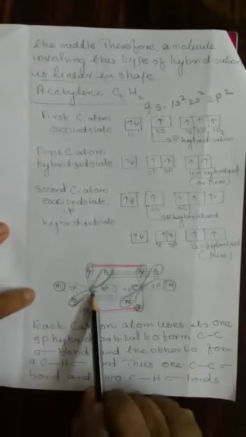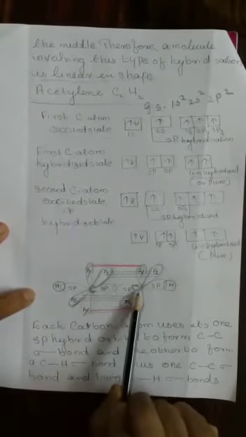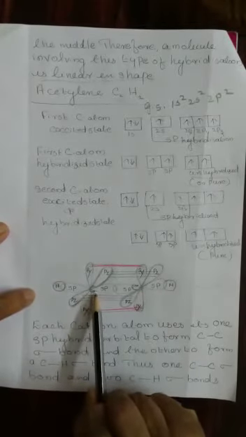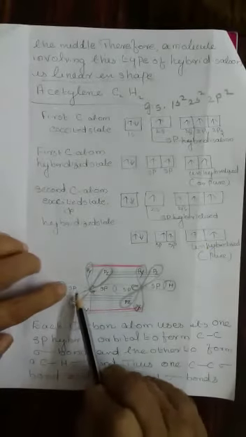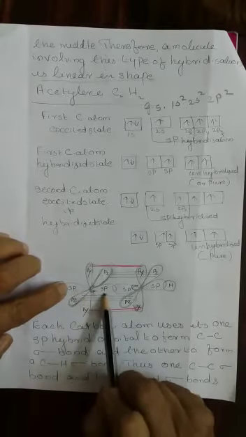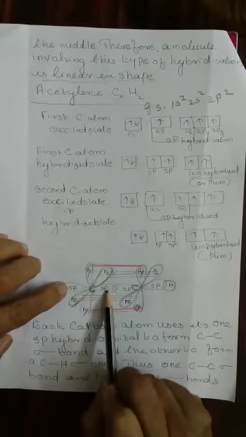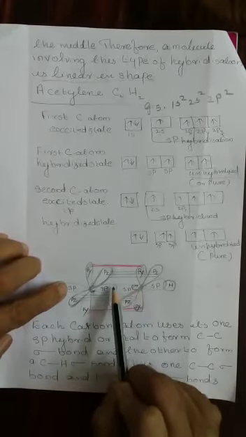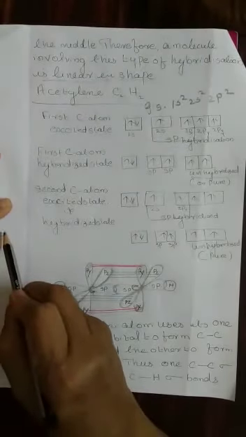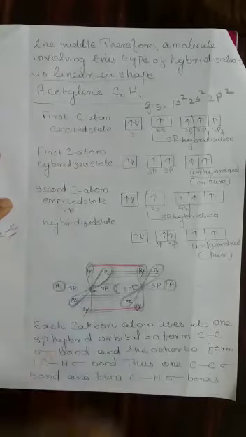Let me explain. These are the two carbon atoms: one carbon atom and this is the second carbon atom. Each carbon atom has 2sp hybrid orbitals. One sp hybrid orbital of this carbon atom overlaps head-on with one of the other carbon atom, resulting in the formation of a sigma bond. Therefore, a carbon-carbon sigma bond is sp overlapping with another sp of the second carbon atom.